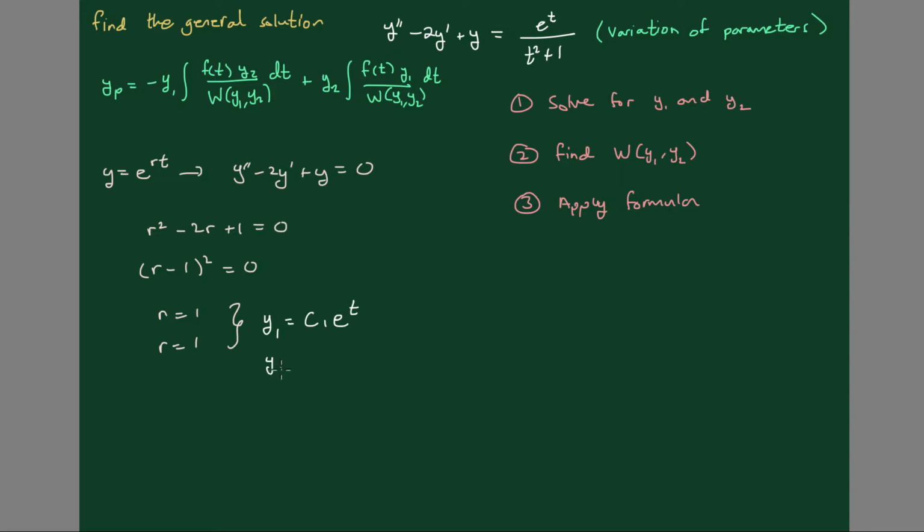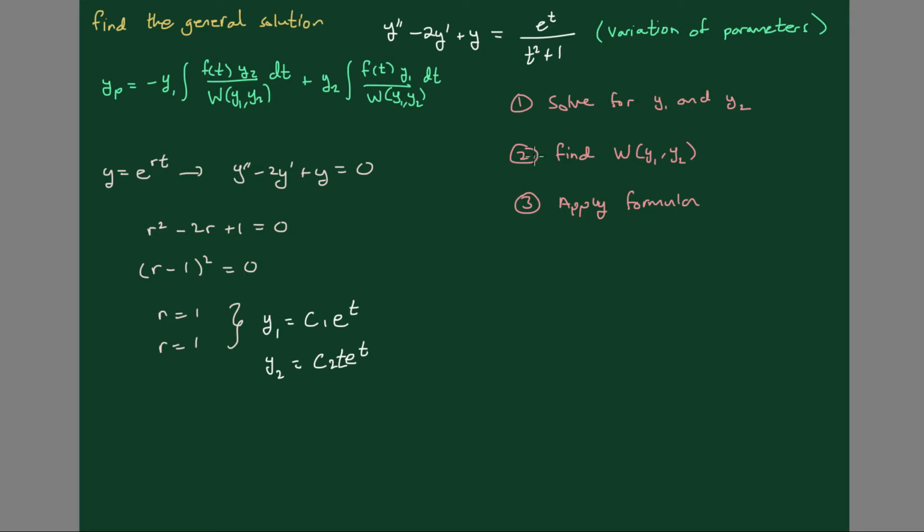And for our second solution, we can say y2 is equal to c2, but this time, since we have a duplicate solution, we have to multiply the e to the power t by an extra t. The reason we do this is to make sure that our second solution is linearly independent from our first solution. So our y1 is c1 times e to the power t, and our y2 is c2 times t e to the power t.